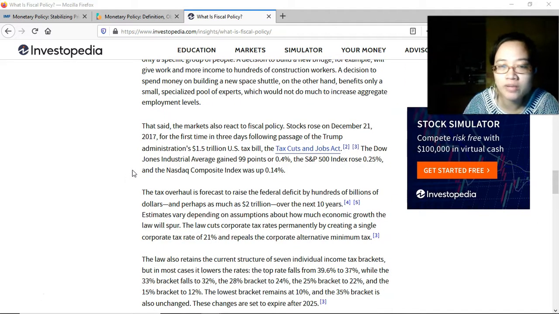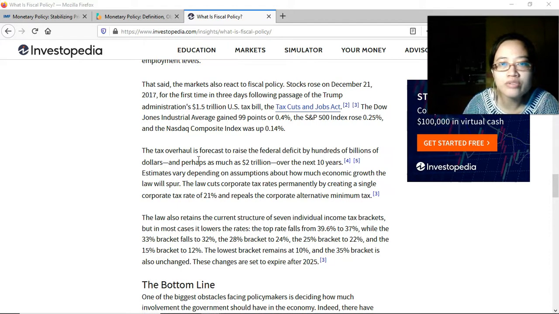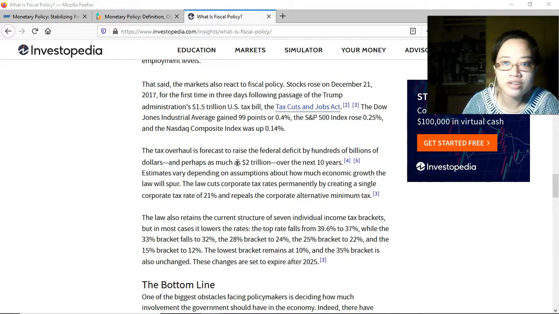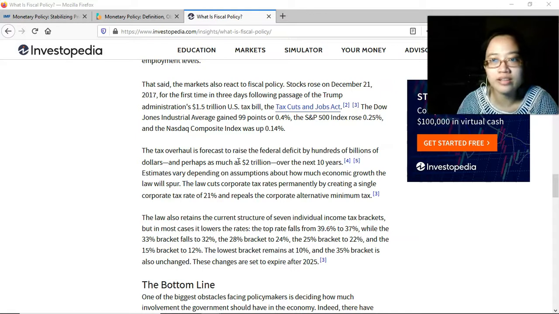in these different numbers, figures, and measurements. The tax overhaul is forecast to raise the federal deficit by hundreds of billions of dollars and perhaps as much as $2 trillion over the next 10 years. Raising the deficit, I think that's a bad one. Estimates vary depending on assumptions about how much economic growth the law will spur.